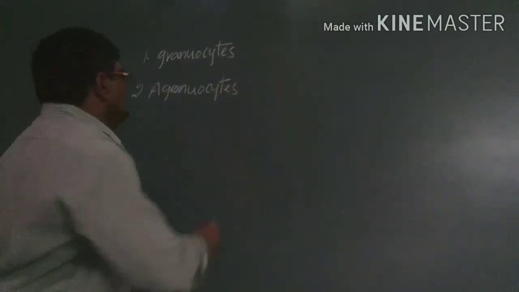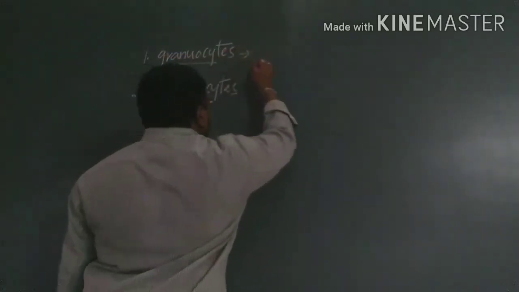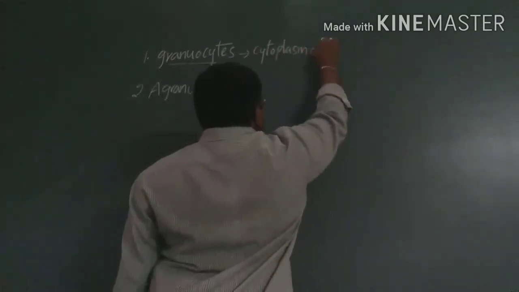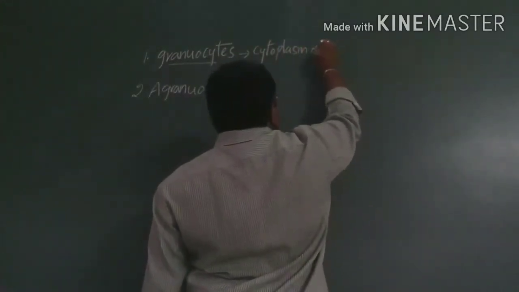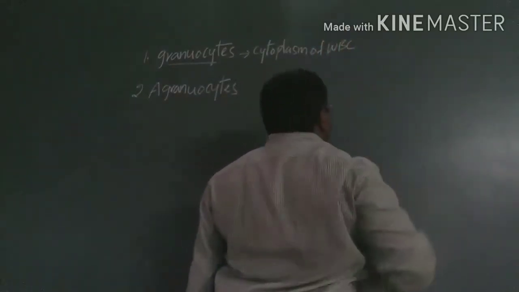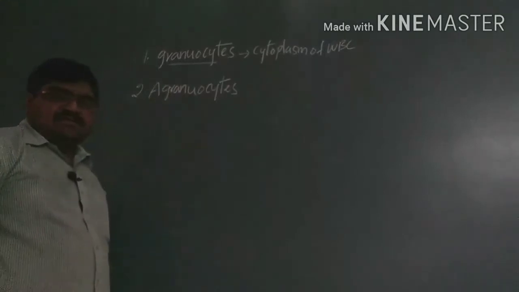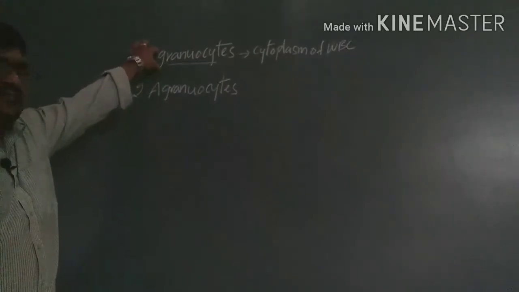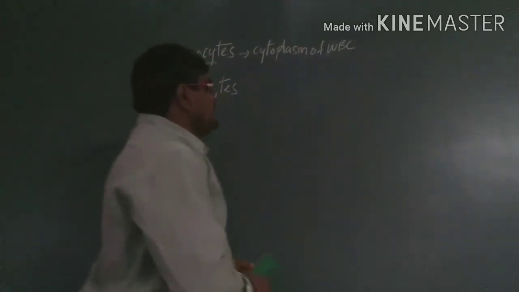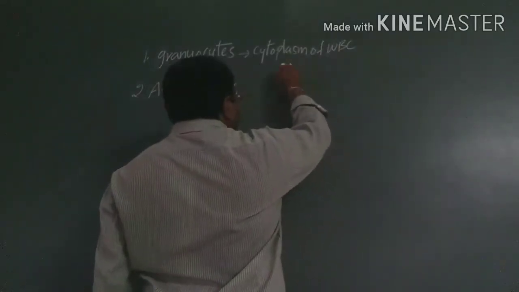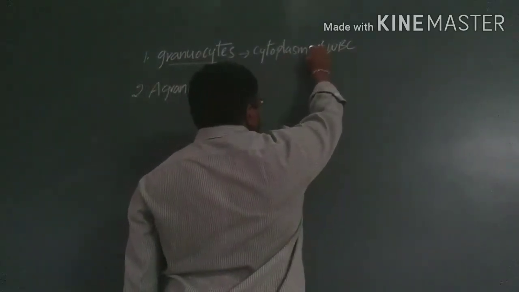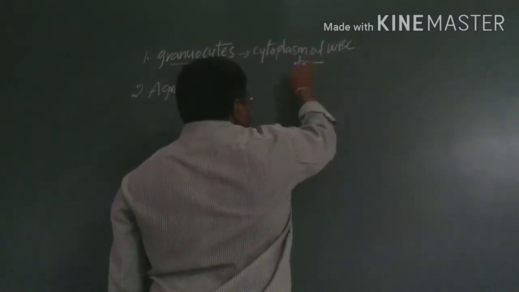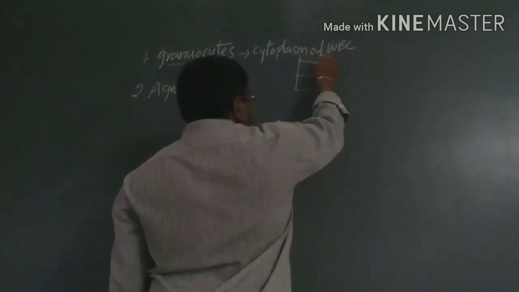What are granulocytes? In the cytoplasm of the WBC, if granules are present, then such types of WBCs are called granulocytes. These granulocytes are classified into three types. So what are these three types?